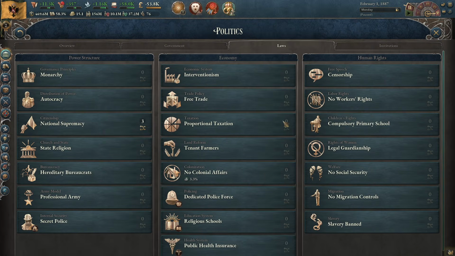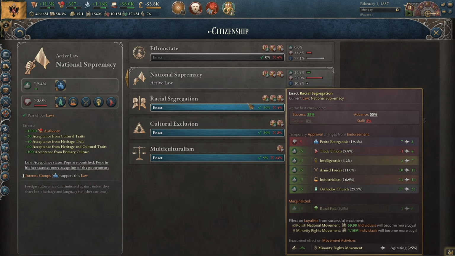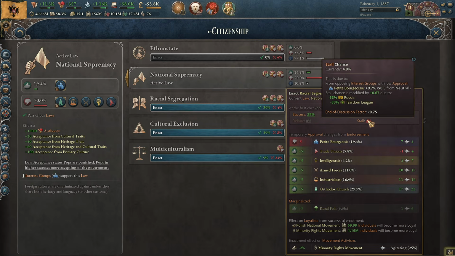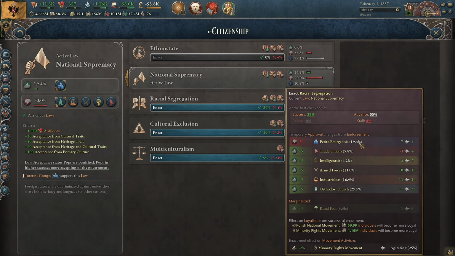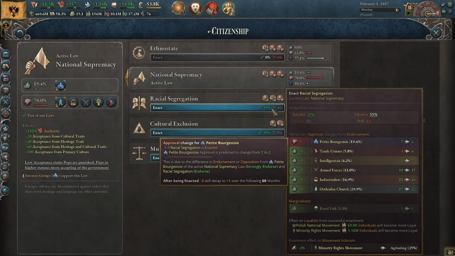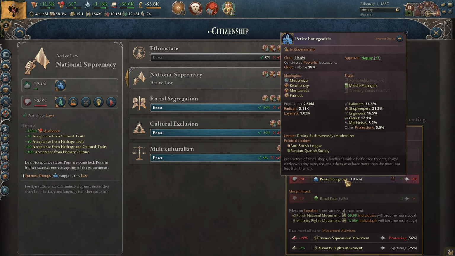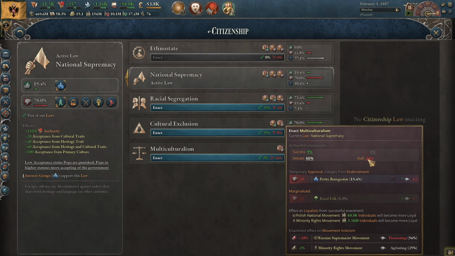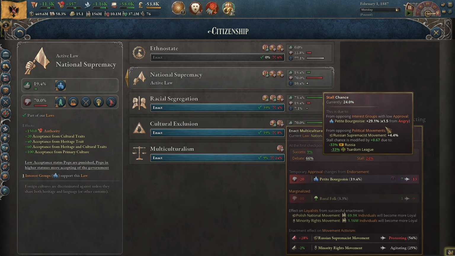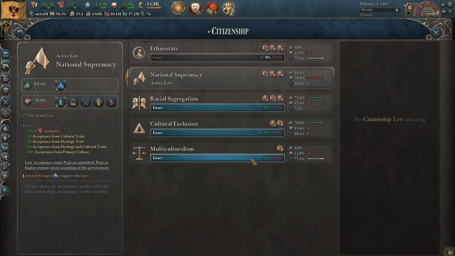I think the last thing I want to go over is that the approval support does matter a lot. In this case, the bourgeoisie would be neutral, so they're only going to have a 0.5 times stall chance effect on passing racial segregation. So this is taking whatever their current clout level is and then modifying that by times 0.5. But if we go to multiculturalism, where the bourgeoisie will become angry, well, now that's a 1.5 times multiplier. It's making them extremely strong in opposing such a law change.